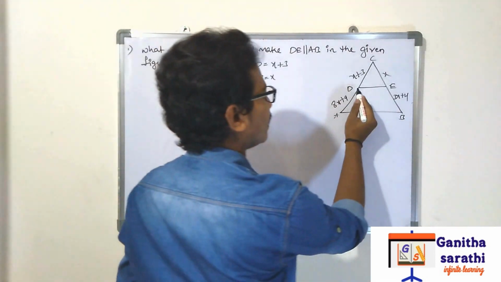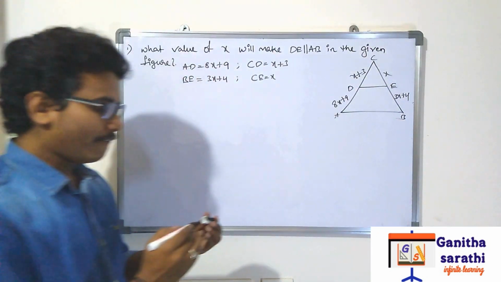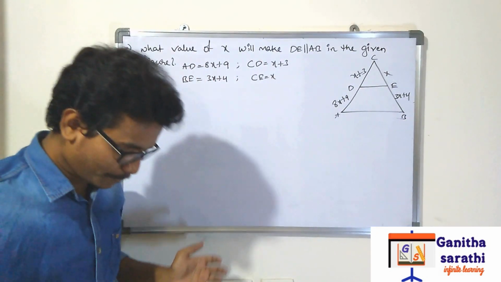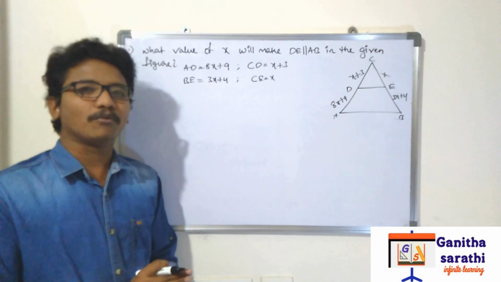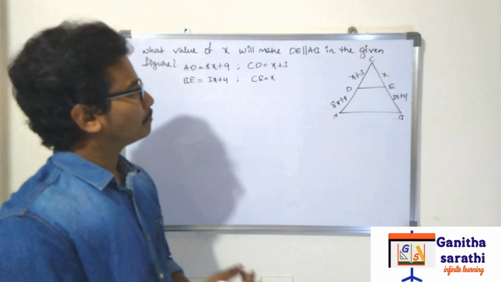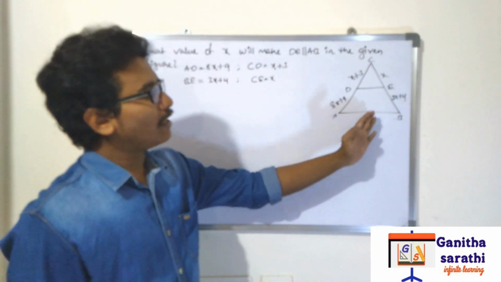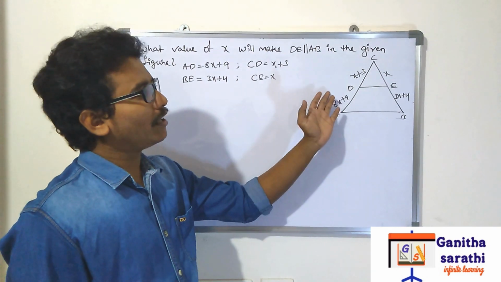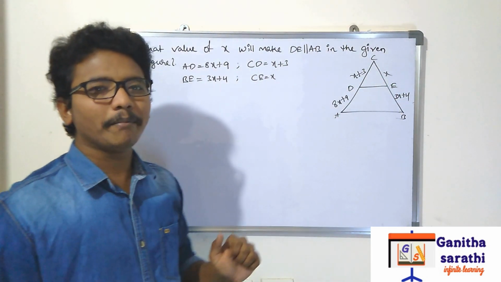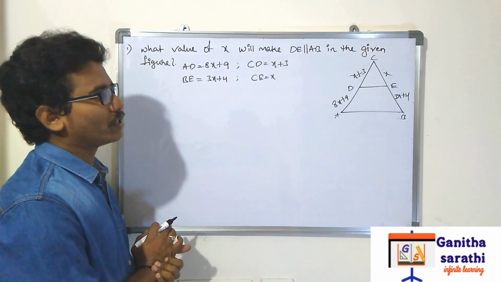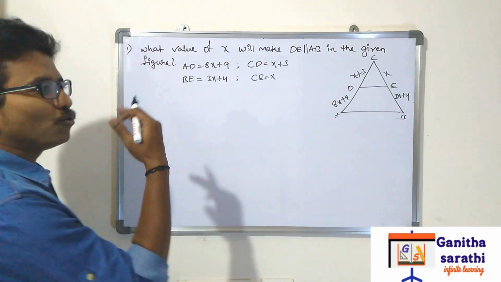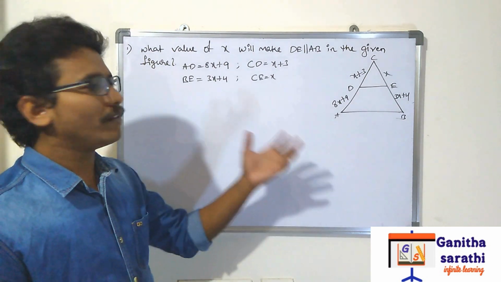So what is it saying? DE should be parallel to AB. When will it be parallel? What is the basic proportionality theorem? The basic proportionality theorem says that when a line is parallel to one side of a triangle, then the other two sides are divided in the same ratio, right? That is our basic proportionality theorem. So by using that theorem, we will find it.